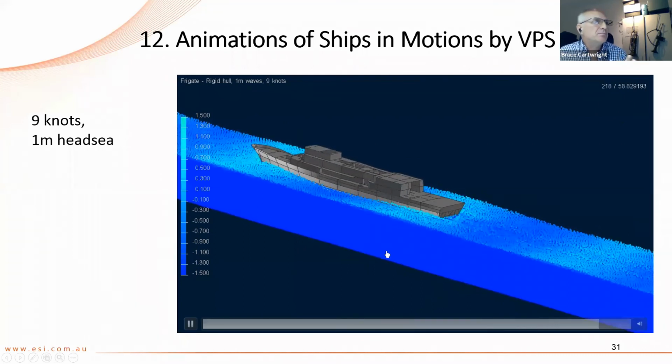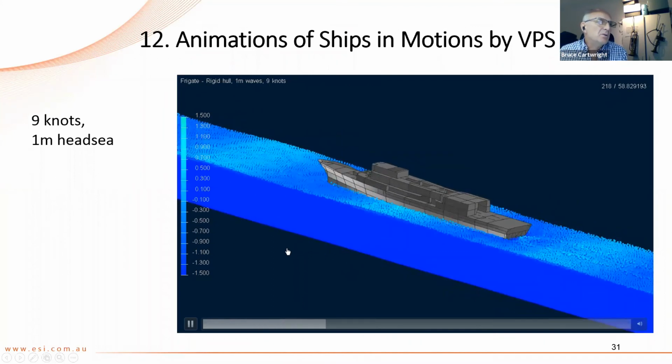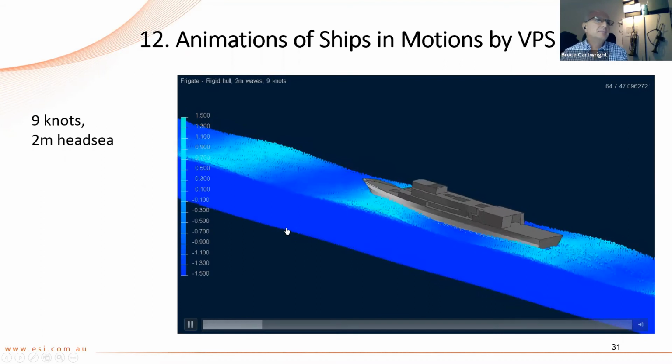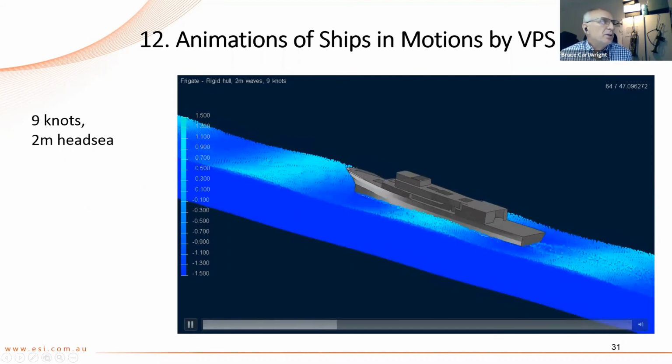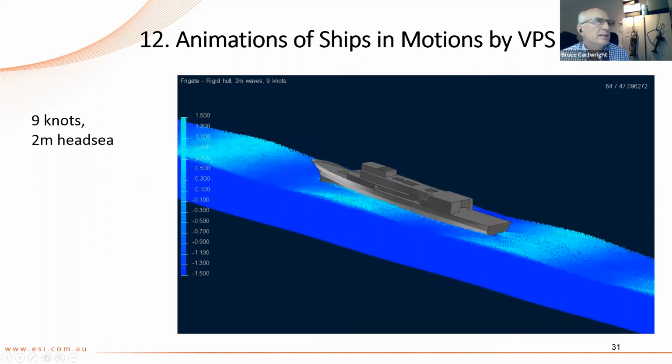And the motion, yeah, you can see a bit of pitch and a bit of heave going on there. So it all looks about right. So then we go to a 2 meter sea. The contour, by the way, the color of the particles, just represents wave height. So you can visualize the waves as they come down.